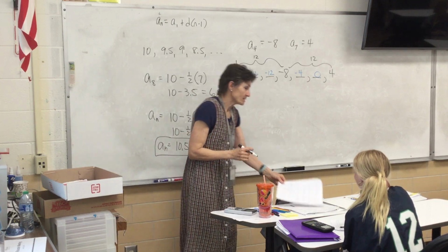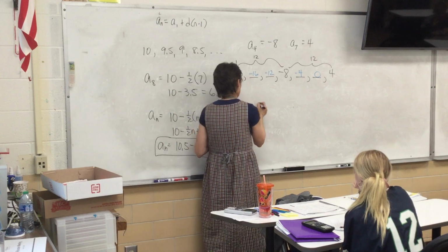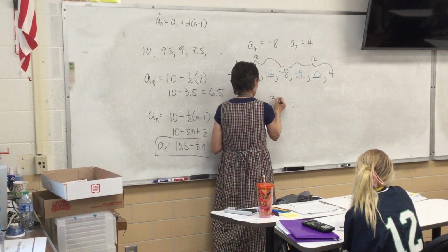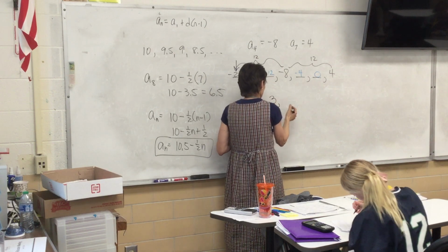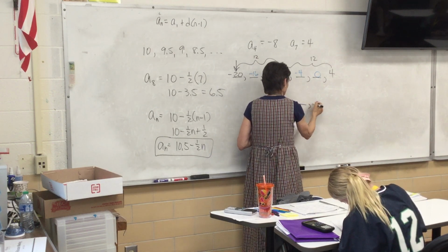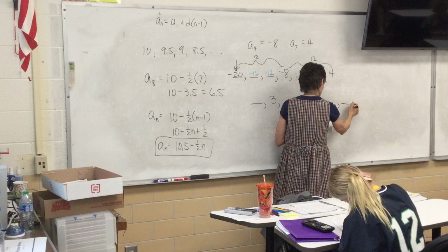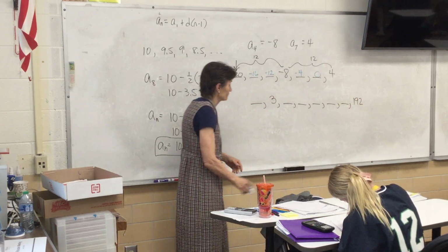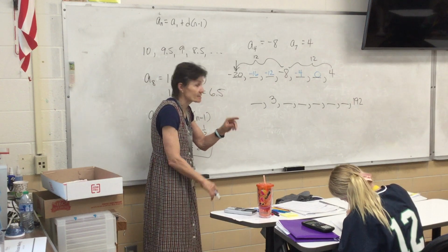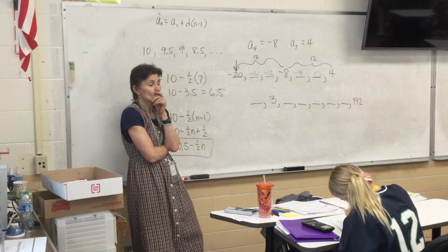Let's look at the next one and see if we can figure out what's going on there. Don't know what the first term is, but the second term is 3. Don't know what the third, fourth, fifth, sixth, seventh is, but the 8th is 192. And this one is geometric.